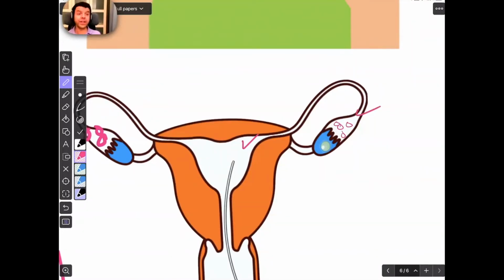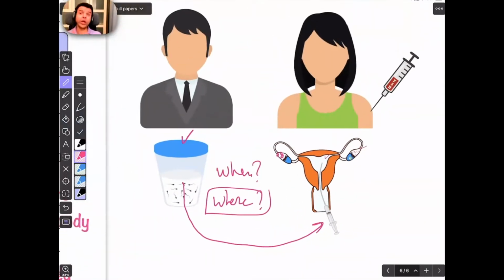That would be ideal to increase the chances of fertilization. So again, we're trying to help these parents here because they fail to get fertilization naturally. So this AI, artificial insemination, would actually enhance or increase the chance of fertilization.